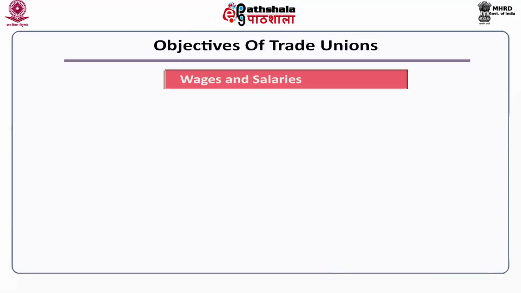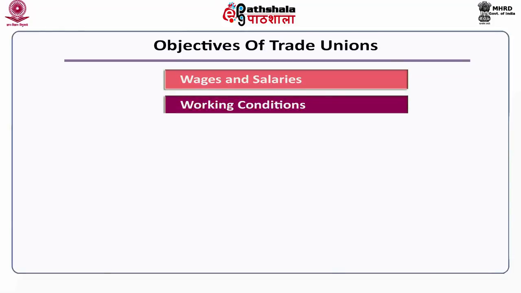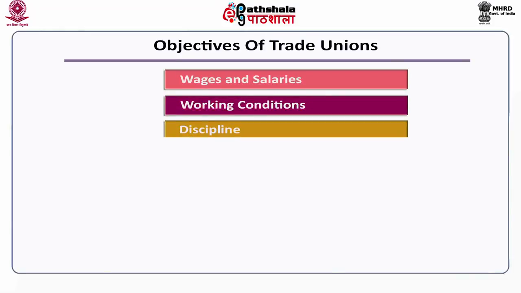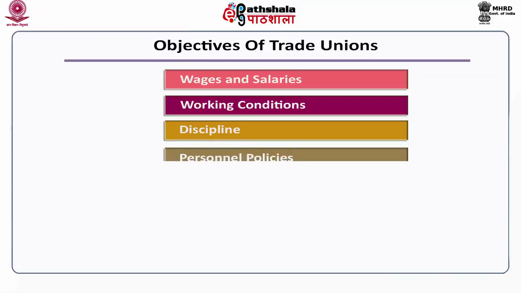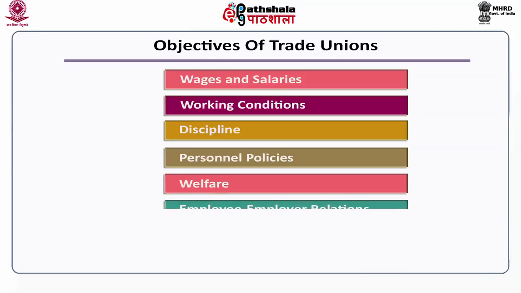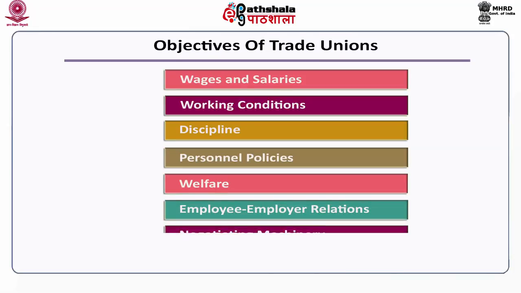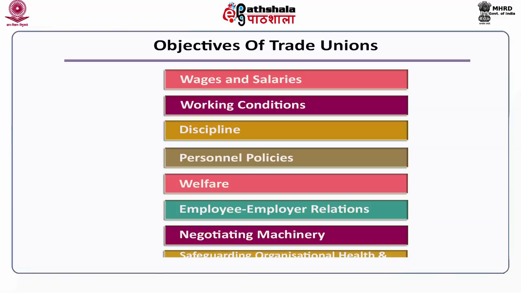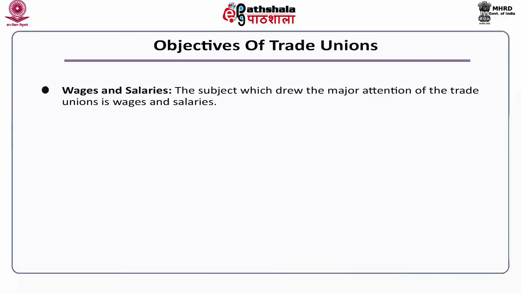Regarding the objectives of trade unions, we have eight prominent objectives. The very first is wages and salaries. Second is working conditions. Third is discipline. Fourth is personnel policies. Fifth is welfare. Then employer-employee relations, negotiating machinery, and lastly, safeguarding organization health and the interest of the industry. Very first of all, we have wages and salaries. The subject which draws the major attention of the trade union is wages and salaries.